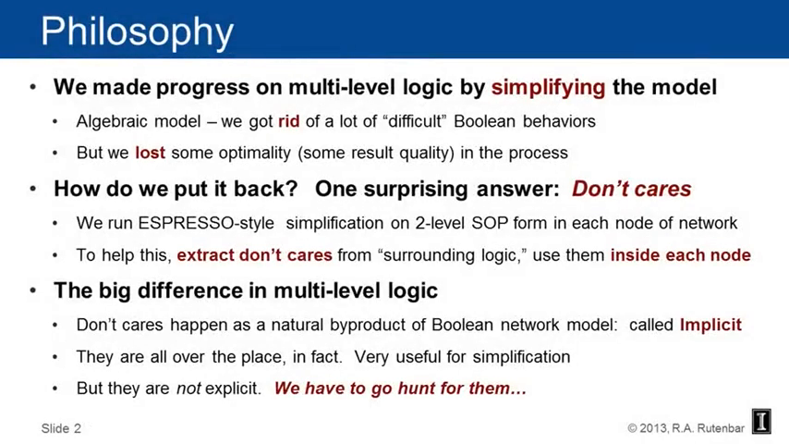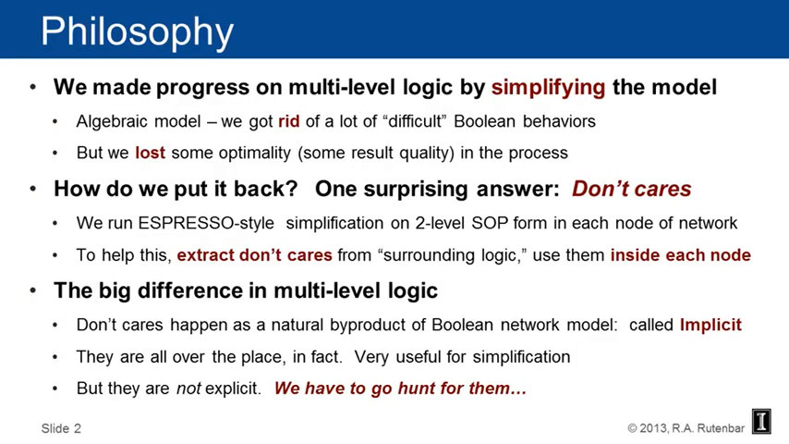So let's start our discussion of how don't cares show up in multi-level logic with a little bit of background. Let's recall that we made progress on multi-level logic by simplifying the model. The algebraic model really gets rid of a lot of the difficult Boolean behaviors to let us do things like division and factor extraction. But we lose some of the optimality, some of the result quality, some of the expressivity of the model in the process. So an interesting question is how you get it back. And one of the surprising answers is don't cares.